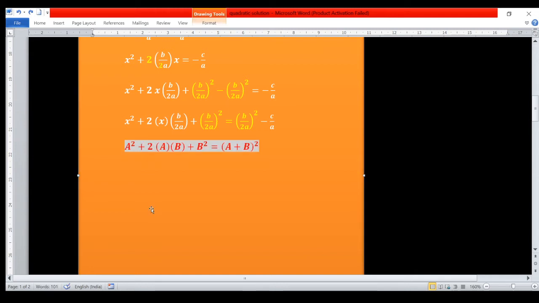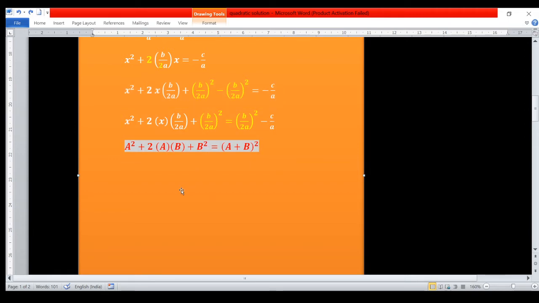So why did they do all these things? To bring a plus b whole square form. See now, x square looks like a square. b by 2a looks like b square. So I can say a is equal to x, b is equal to b by 2a. So those two terms I want in the middle, 2 times a into b. See, now it balanced everything. So a is x, 2ab is 2 into x into b by 2a, plus b square, where b square means b by 2a the whole square. Okay, so to bring it into a square plus 2ab plus b square, they did all this: multiplying 2 and dividing 2, adding and subtracting the square of b.